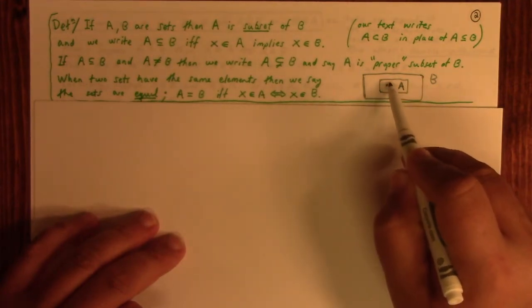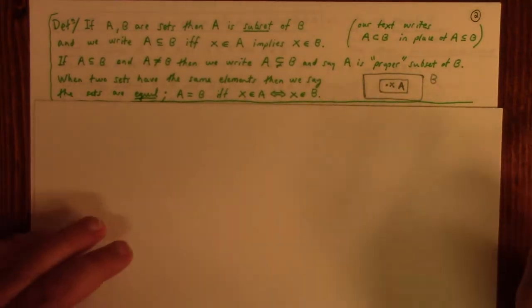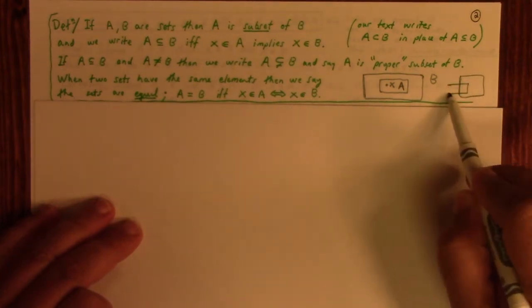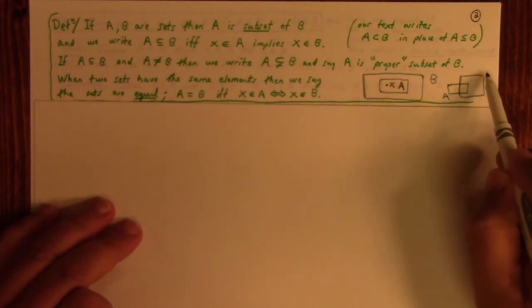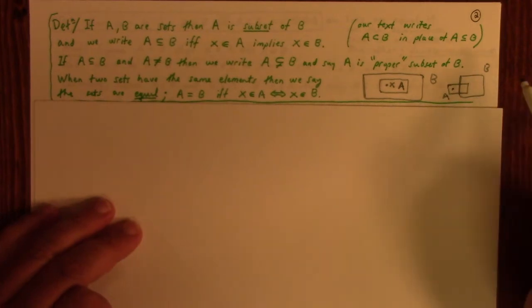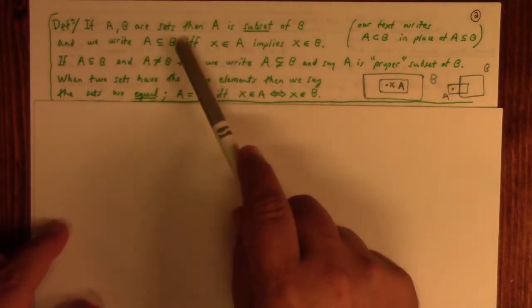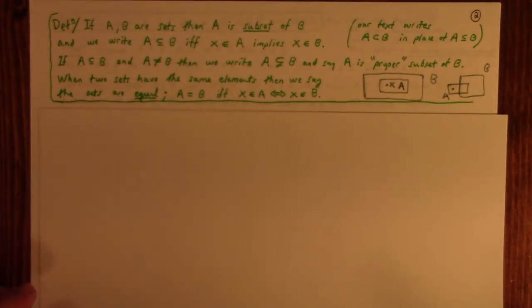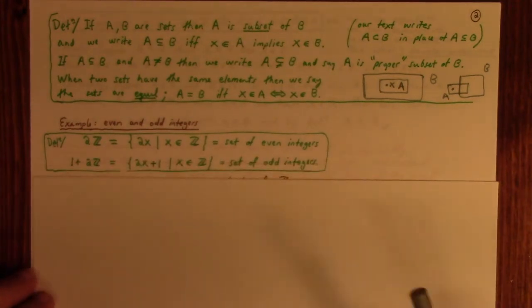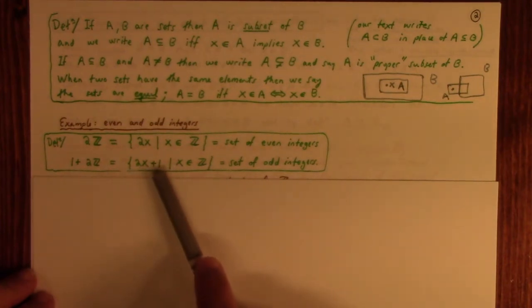If I pick x in A, then x must also be inside B, right? If the picture was more like this, if this was A and this was B, and you could even find a single x in A which was not in B, then A would not be a subset of B. By the way, in this context, B is called a superset of A. All right, so an example. Even and odd integers. Even integers are multiples of 2. Odd integers are multiples of 2 plus 1.